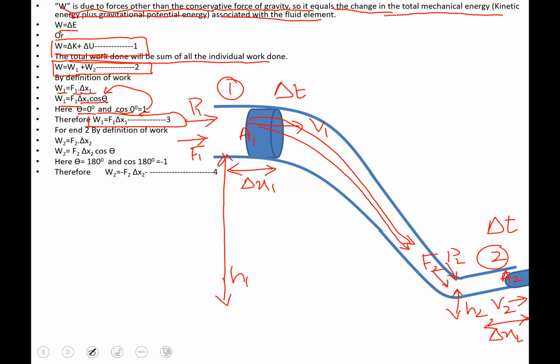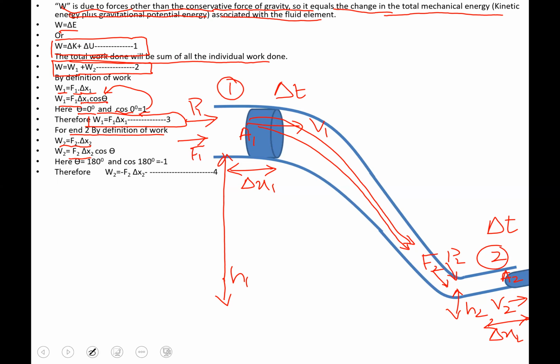Similarly, in the case of the lower pipe, for the second end, we can say the work can be defined as W2 is equal to F2 into delta X2. But over here, the force and displacement are in opposite direction. The displacement is moving out of the pipe. That is why there is a negative sign, and we will prove how it is negative.